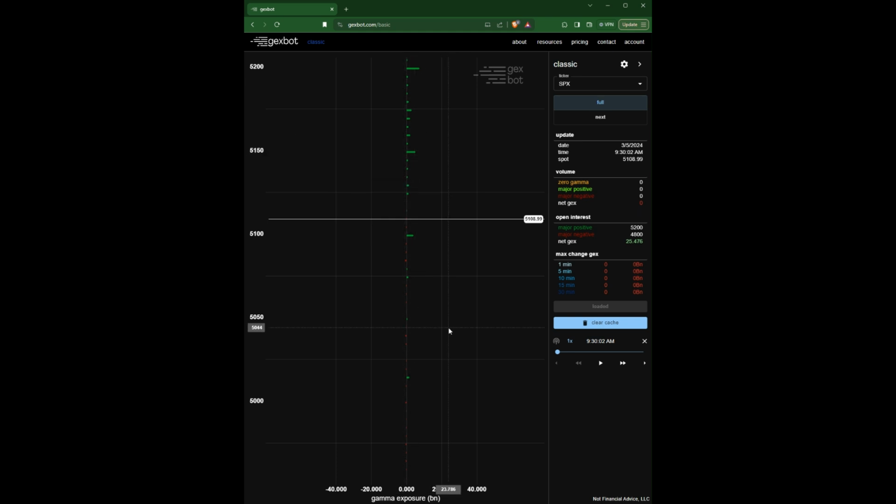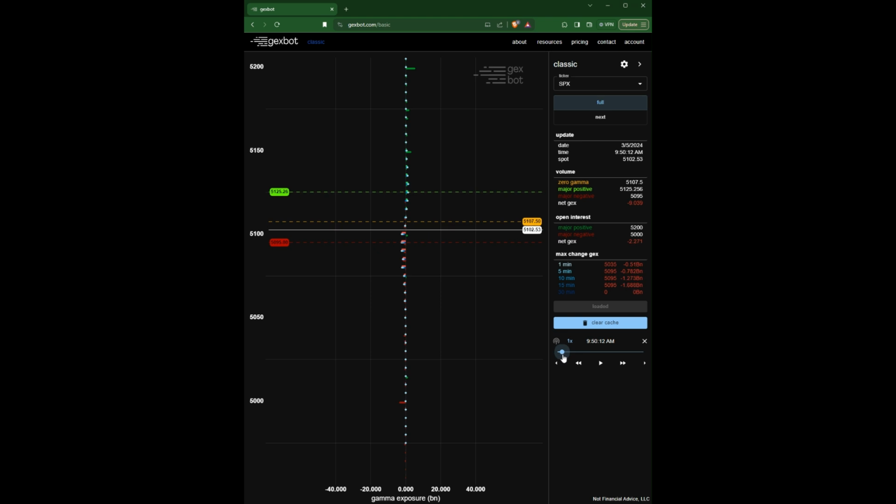Okay, so let's go through the gamma exposure bot and what happened today. Let's just fast forward to 9:45, 10 o'clock. This is Eastern for the gamma exposure bot. So even at, let's put it right there, 10 o'clock, it was just barely positive here.